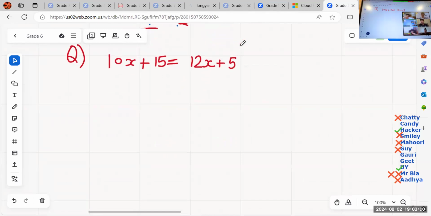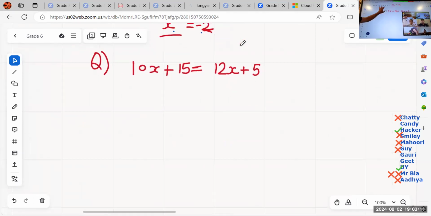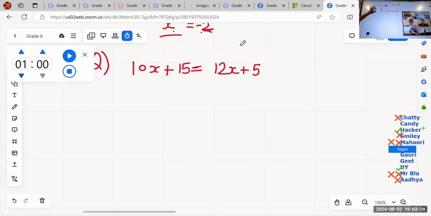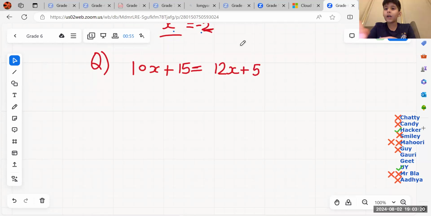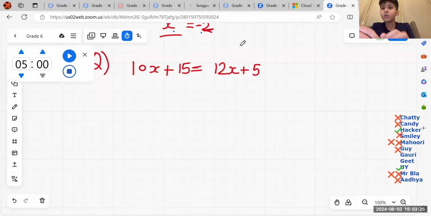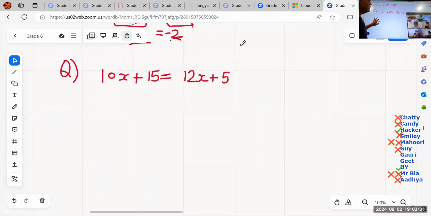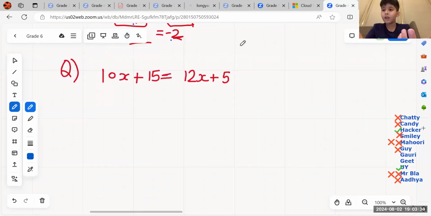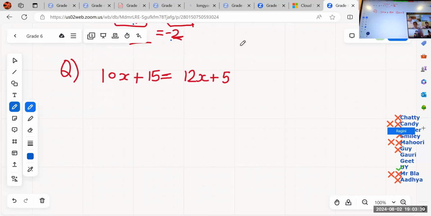So Gauri, Geet, Candy, should I explain? Can you just give 1 minute? 1 minute has already started. So can I tell the answer? Yes. So 1x is equal to 10. Sir, can I try to do the answer orally? Don't try to do linear equations orally.